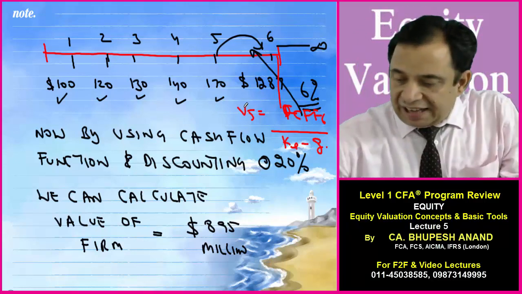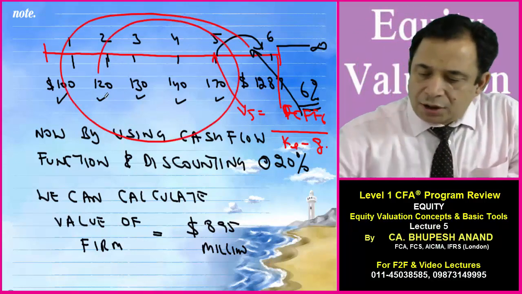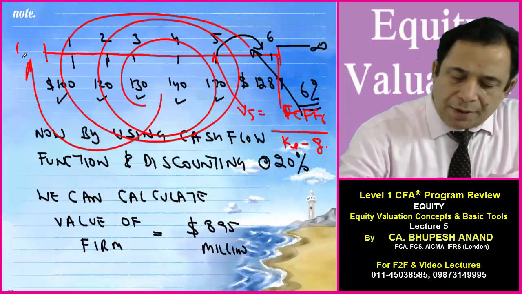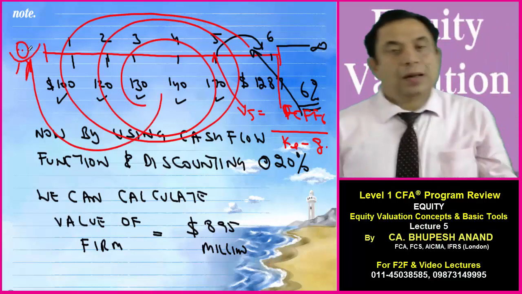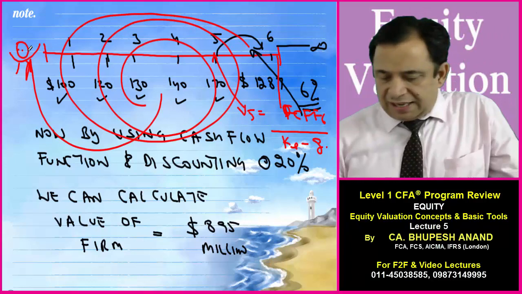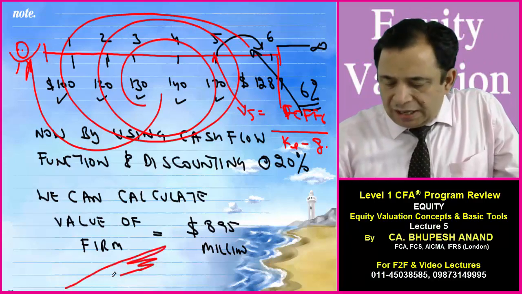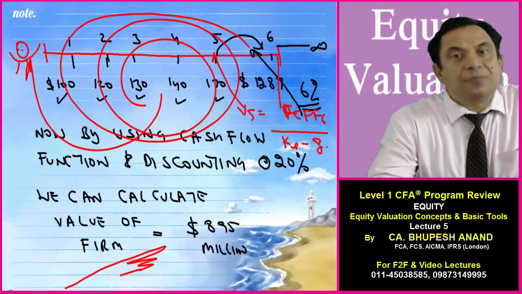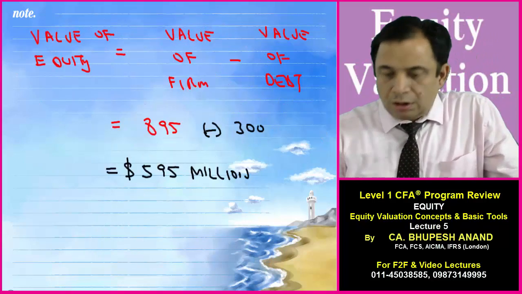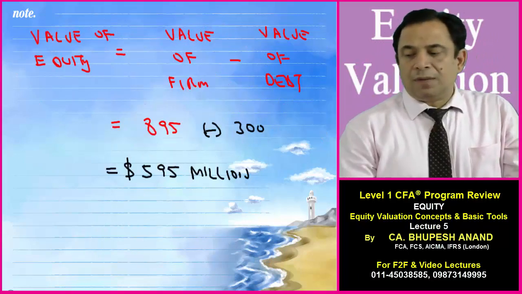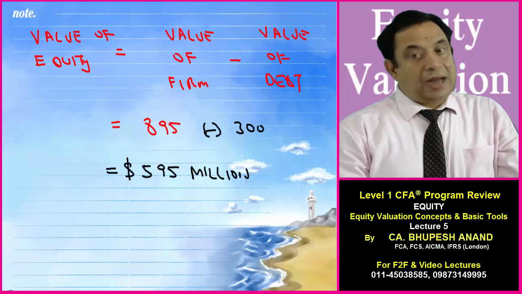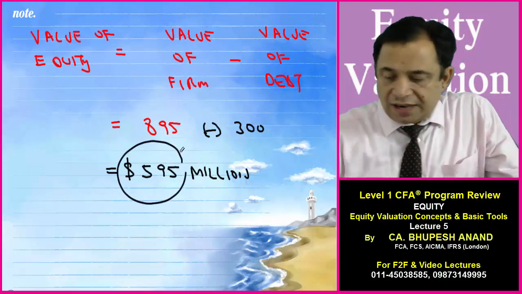And then we can add this, and on the basis of the dividend discount model, we can calculate the value here because I want to calculate the value of here. So on the basis of this, we can calculate, so let the value of the firm be $895 million. Value of equity is value of firm minus value of debt. So I have calculated value of equity as 595.